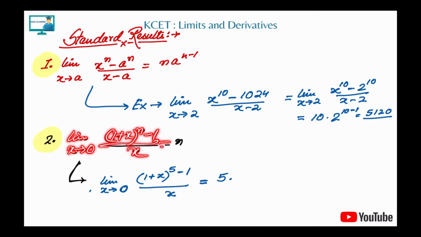Now coming to limit x tends to 0, ((1 plus x) whole power n minus 1) divided by x, that is equal to n. Use it, you will get the answer. Simple question, nothing is there. So you need to know how to use the formula.